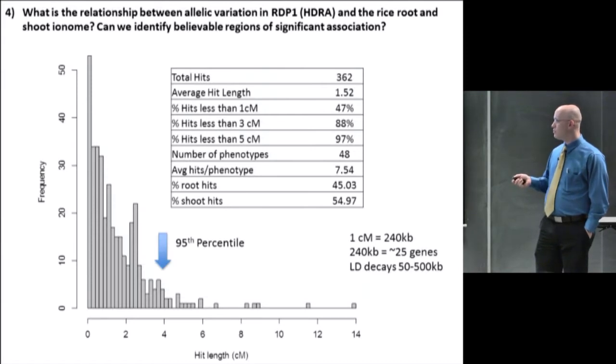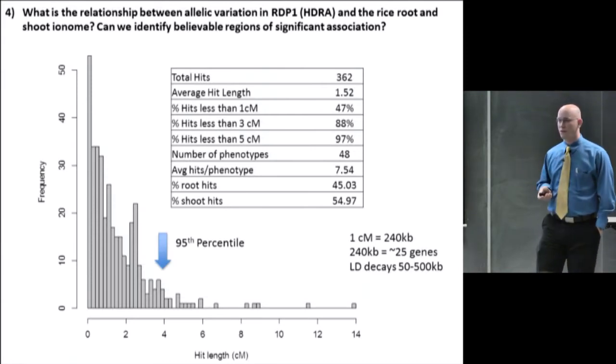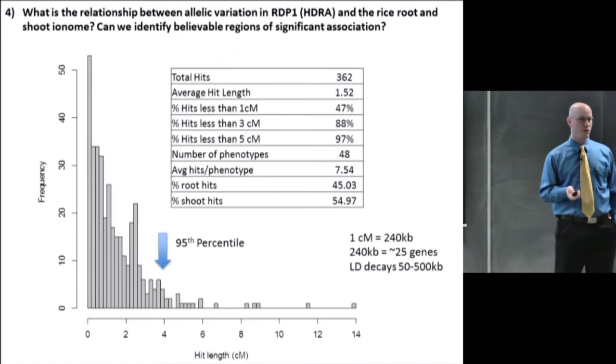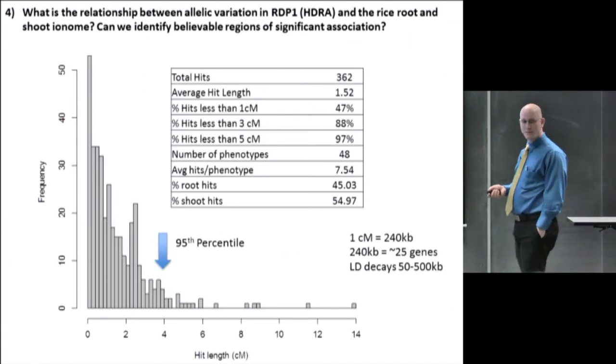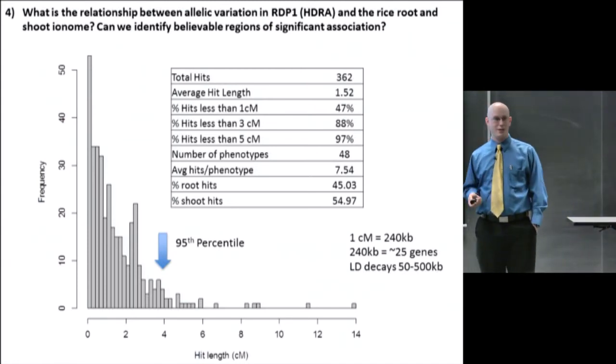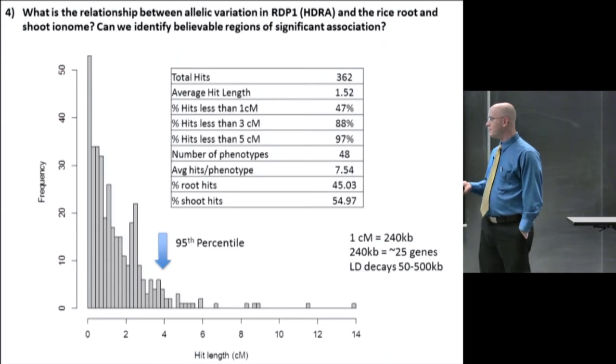What's interesting is our resolution tends to be fairly high. 97% of our hits are less than 5 centimorgans, which is fairly good considering if this was a biparental QTL mapping population, we might be looking at a QTL that's sitting on 15 or 20 centimorgans, or I've seen QTL that take up entire chromosomes. So the resolution is good.